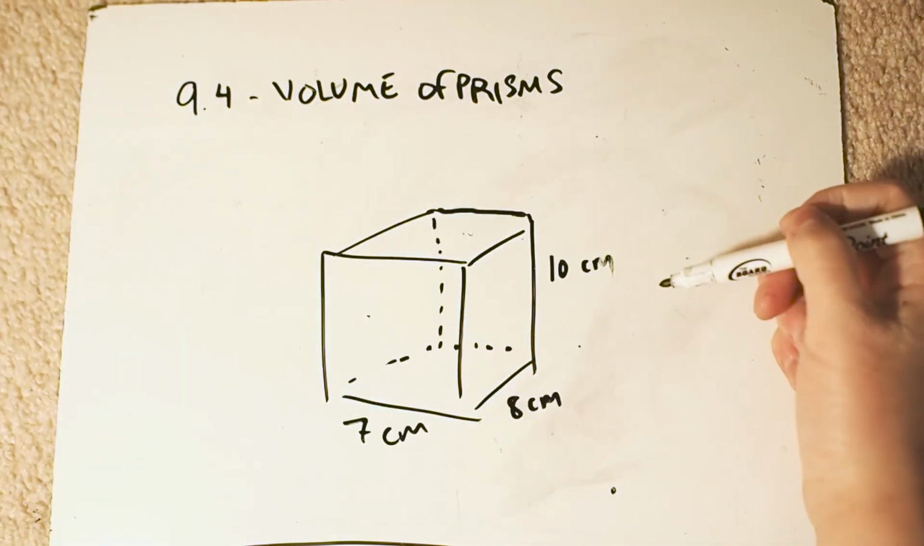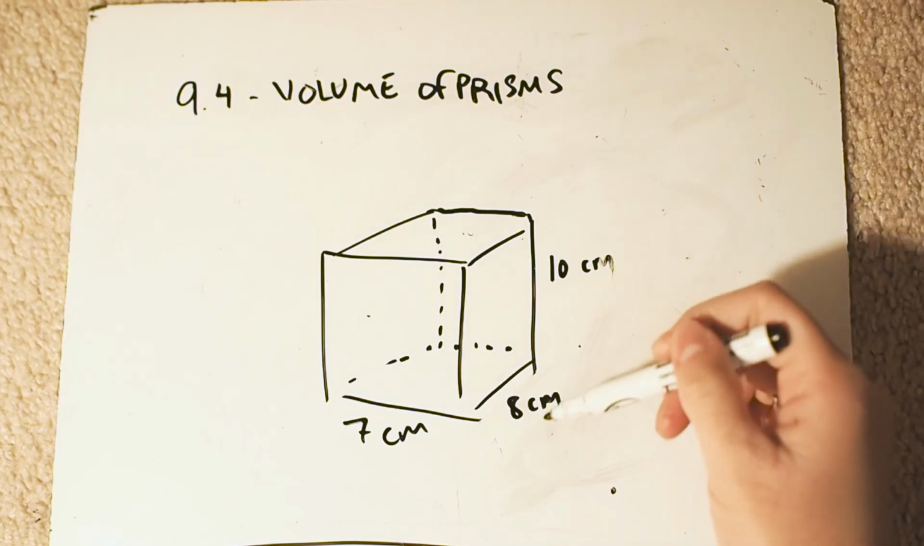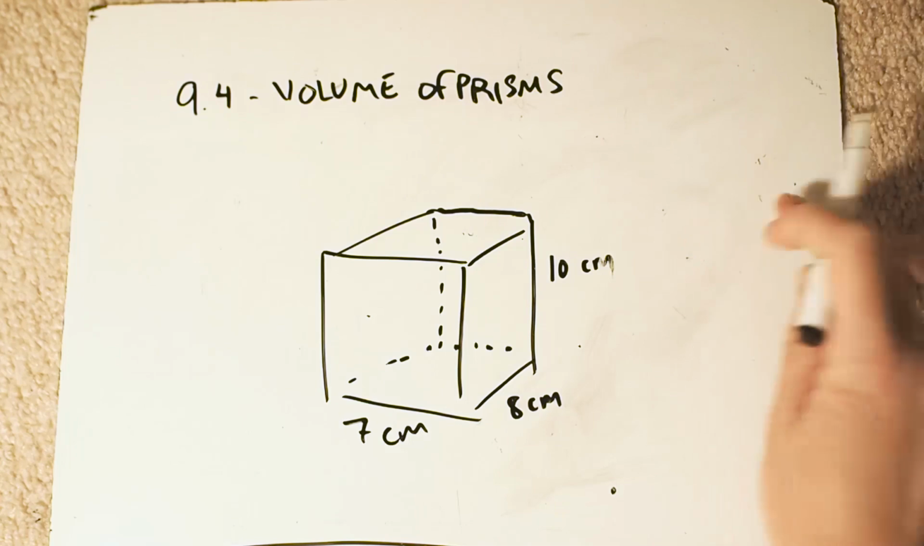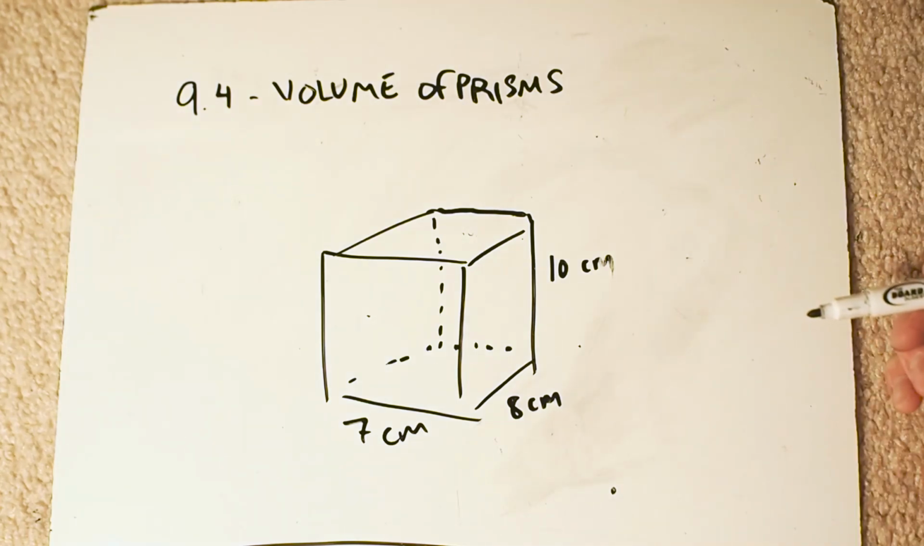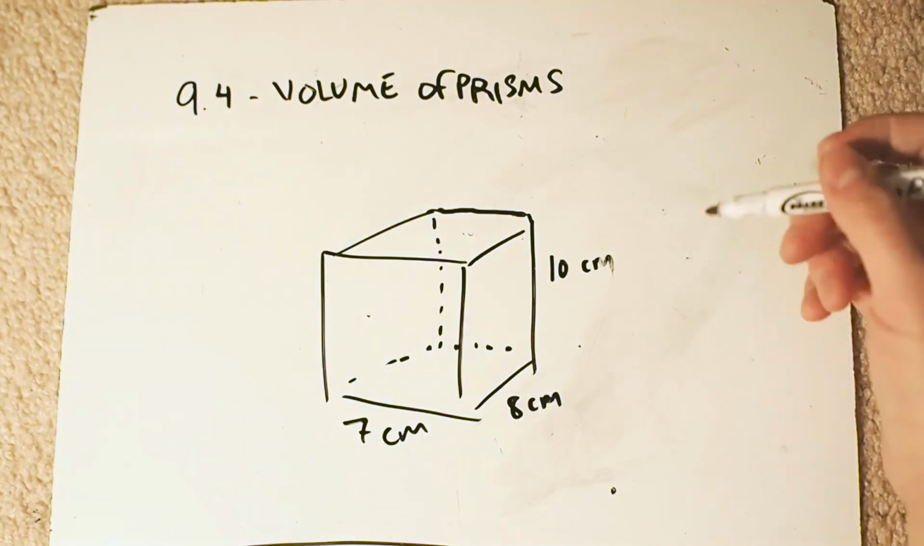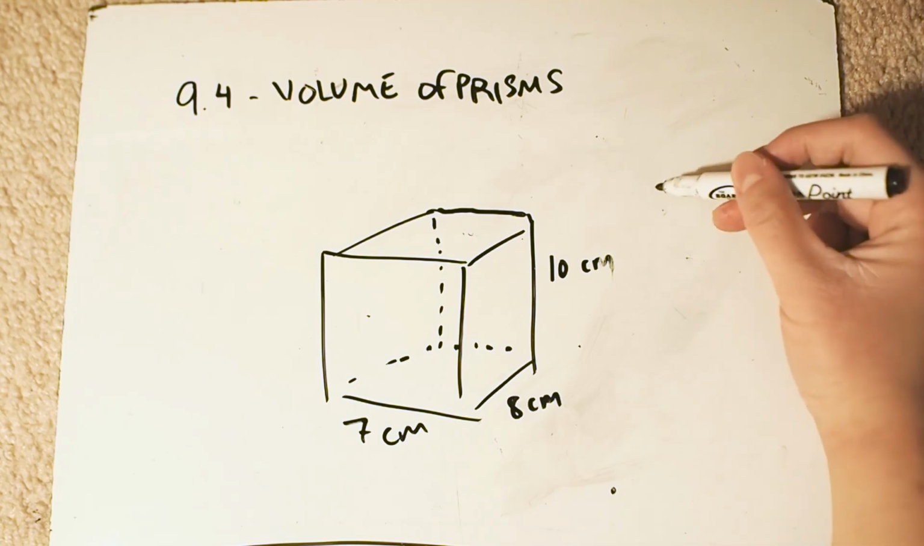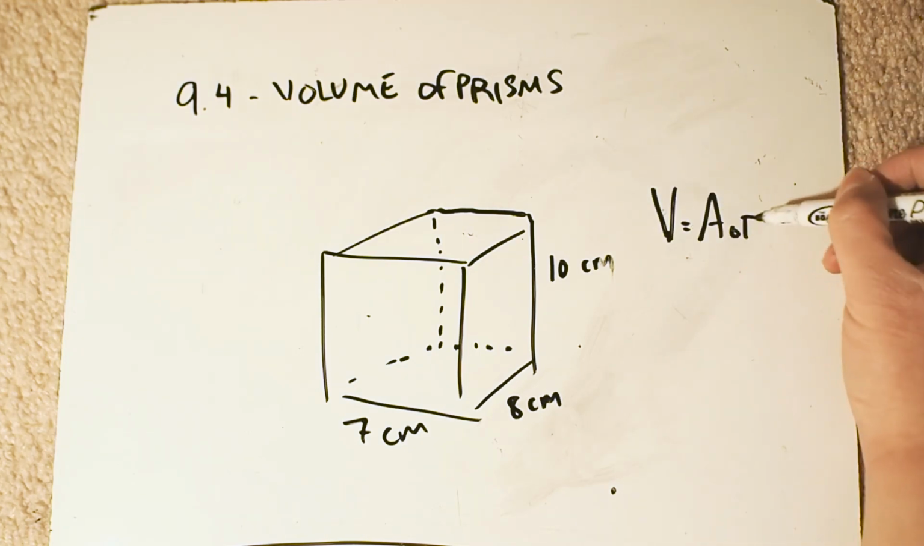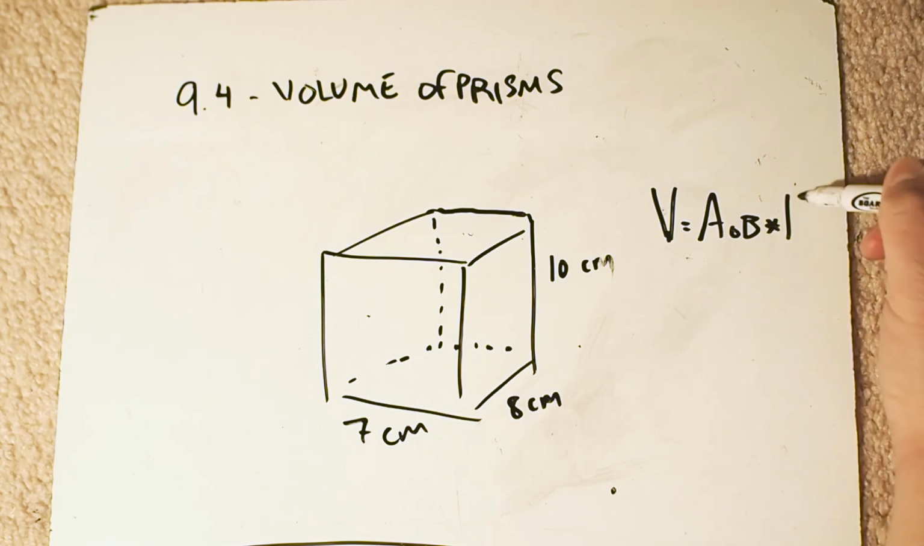Let's look at our prism here. It's 10 centimeters tall, 8 centimeters deep, and 7 centimeters wide. We have a formula that's a lot simpler than the surface area, actually. I'm going to write it here, and I'd like you to copy it down. We have volume of any given prism equals the area of the base times the height.